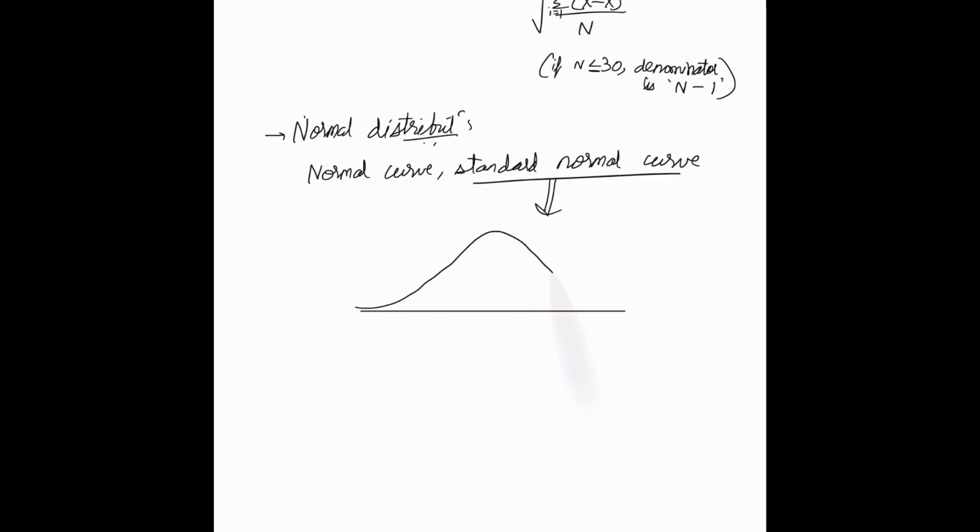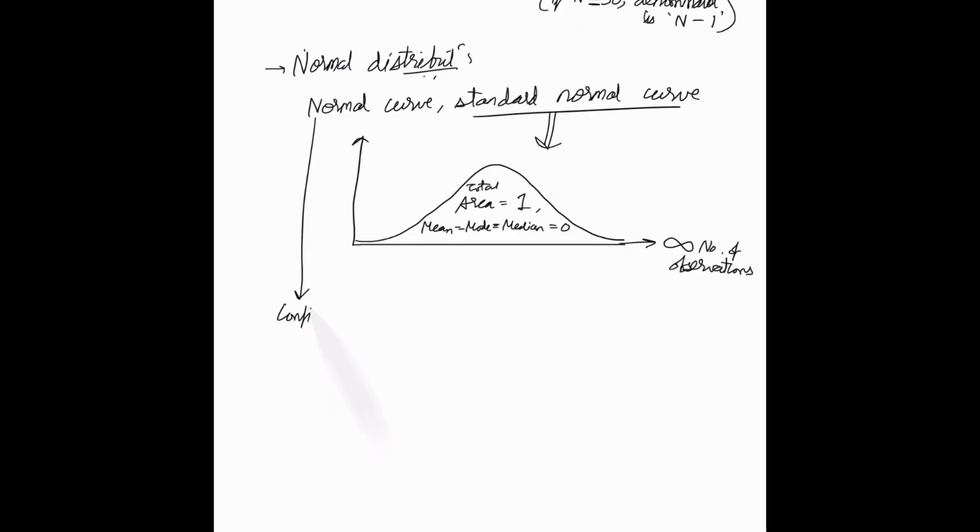We then see what's normal distribution. We discuss the normal curve and a standard normal curve. A standard normal curve is one which is perfectly symmetrical, bell-shaped, and it's over an infinite number of observations. Its total area is 1, and the mean, mode, median are all 0.